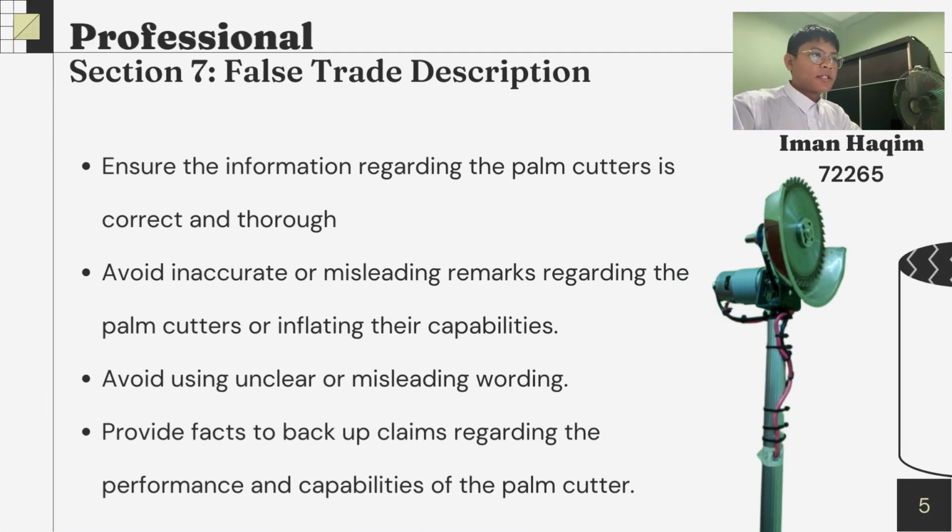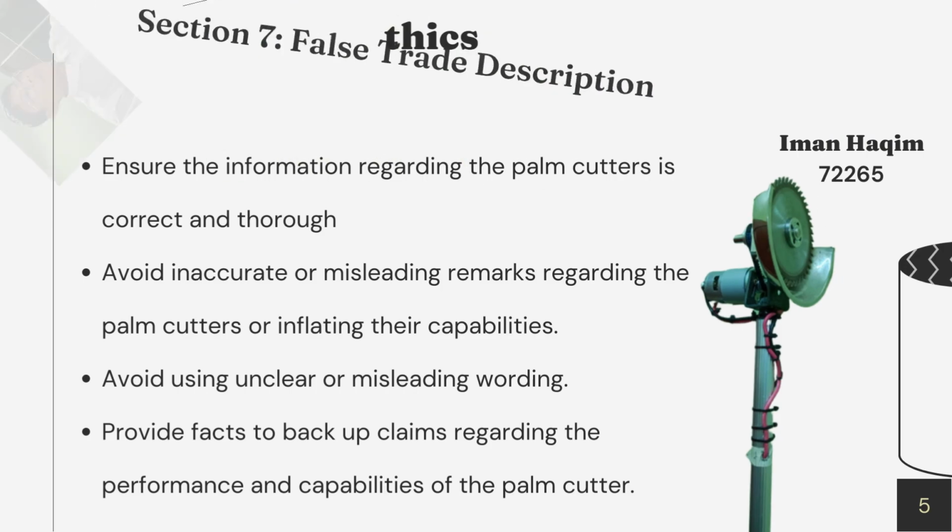To comply with Section 7, false trade description, ensure the information regarding the palm cutter is correct and thorough. Avoid inaccurate or misleading remarks regarding the palm cutters or inflating their capabilities. Avoid using unclear or misleading words. Provide facts to back up claims regarding the performance and capabilities of the palm cutter.